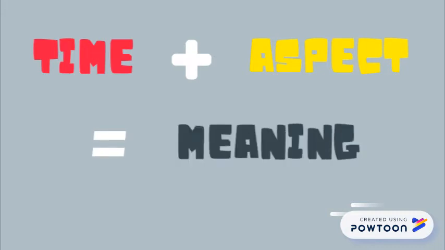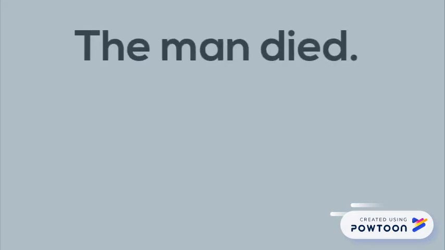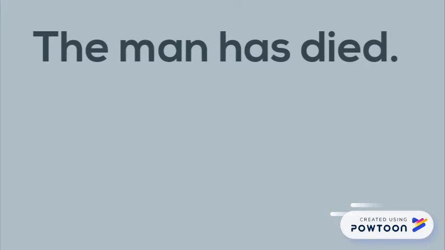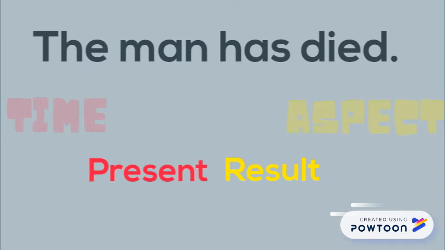Here are some examples. The man died. What does this mean? Well, the time of the event is in the past, and the man's death is a fact, and there's no additional meaning. The man has died. What could this mean? The time of the event is in the past, but more importantly, the result of the man's death is in the present. For example, we are sad now because we loved him.